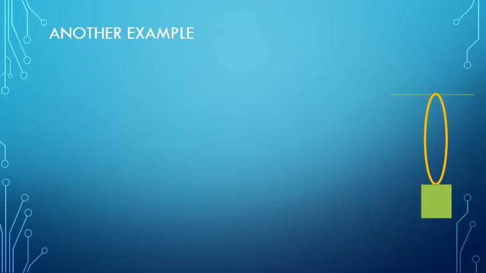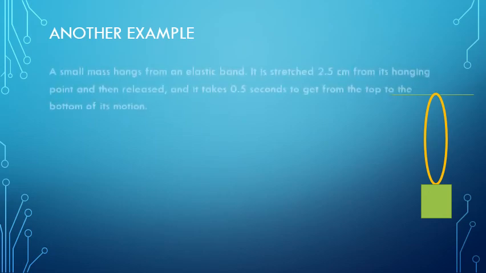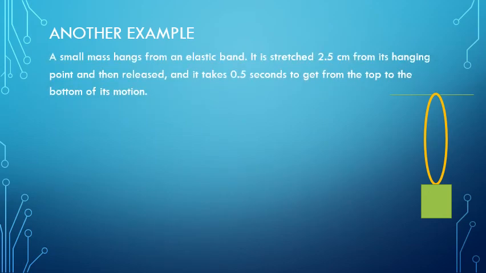Let's do another example of that. You can see the little picture that's shown on the side. There's a small mass that's hanging from an elastic band, a little rubber band over there. It's stretched 2.5 centimeters from its hanging point and then released. And then it takes 0.5 seconds to get from the top to the bottom of its motion. So they phrase it a little bit differently than last time. So let's think about what that means in terms of these concepts that we have to learn.